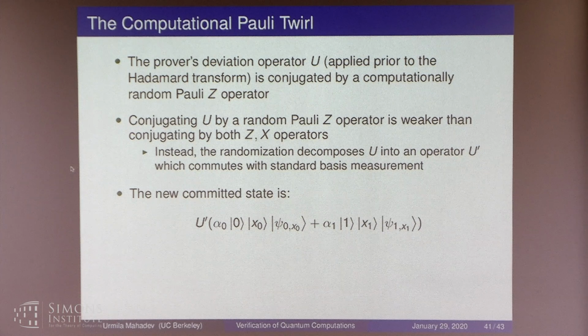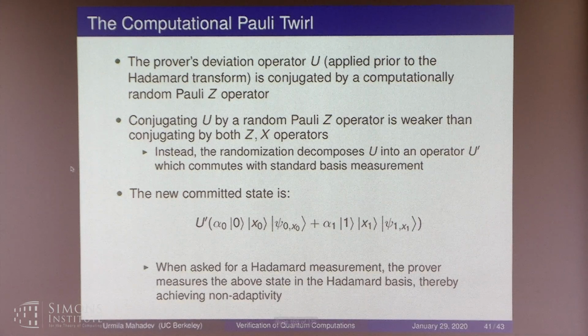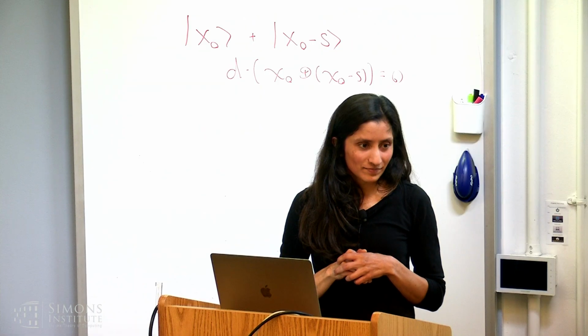Because for the Hadamard basis, I know that the prover just applies his attack and measures in the Hadamard basis. So if you look at this committed state, when the prover is asked to do a Hadamard transform, he's just applying a Hadamard transform honestly. And for the standard basis, it's consistent with the standard basis from the previous committed state because U prime commutes with standard basis measure. So this defines a new committed state for which the prover measures the state honestly, and that's satisfying the guarantee of the commitment protocol, which says that the prover commits to a state and then measures it honestly.